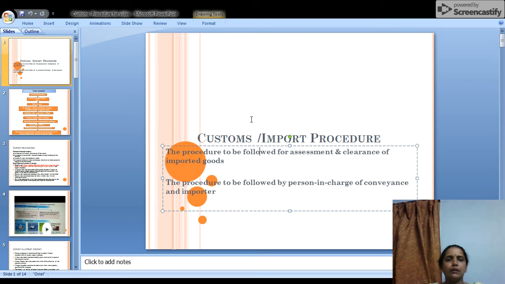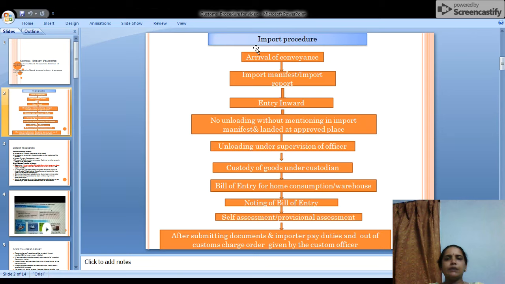Hello, today in this video we'll discuss the customs procedure or import procedure. It means the procedure to be followed for assessment and clearance of imported goods. Followed by whom? By the person in charge of the conveyance and the importer. Here, conveyance means a vessel or aircraft or any vehicle. So these are the steps involved in the import procedure.